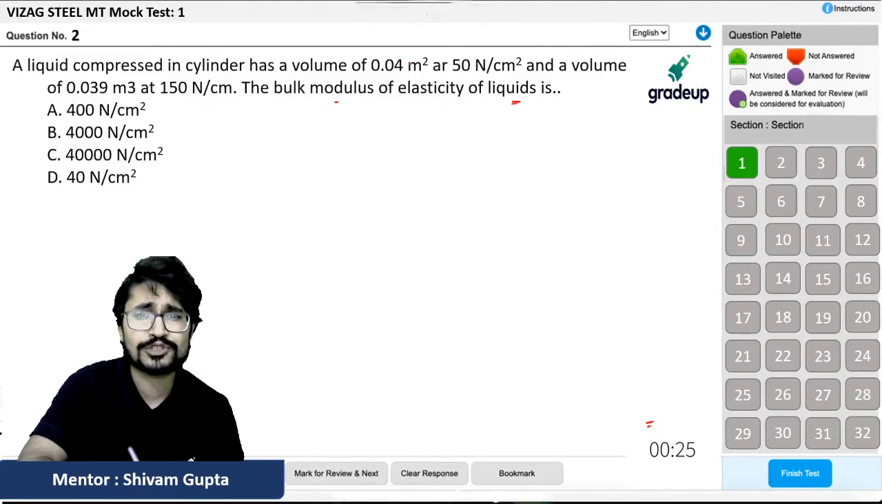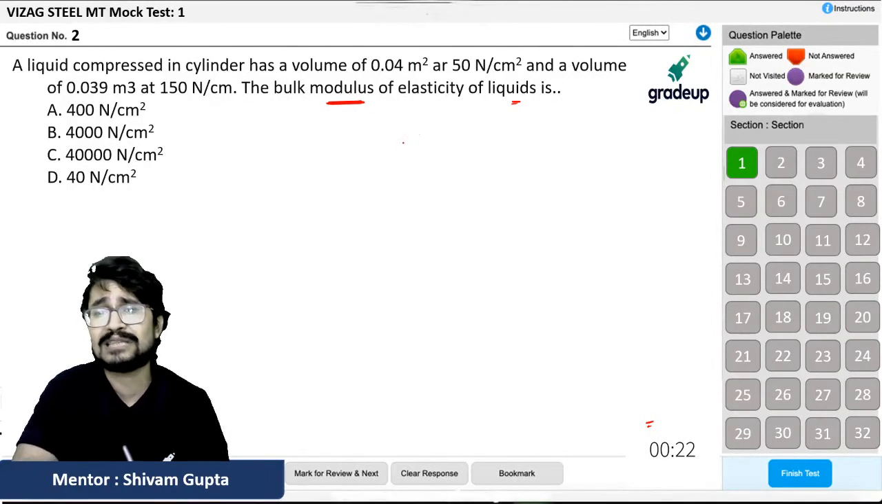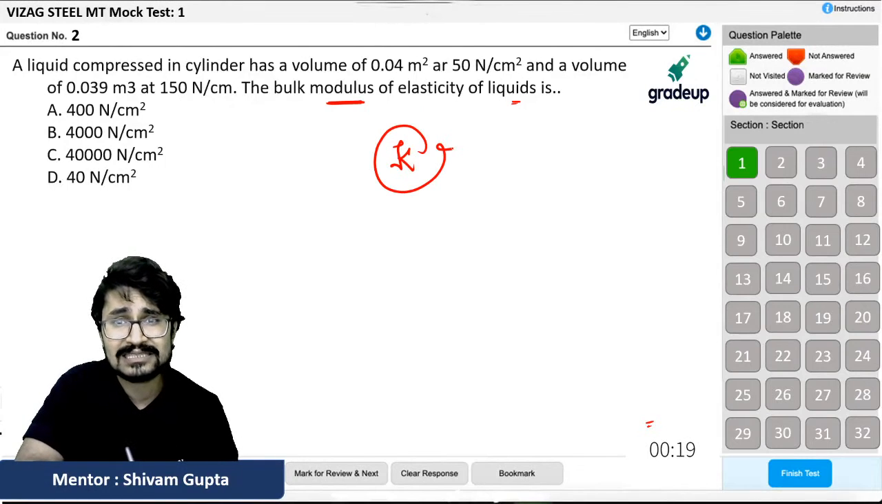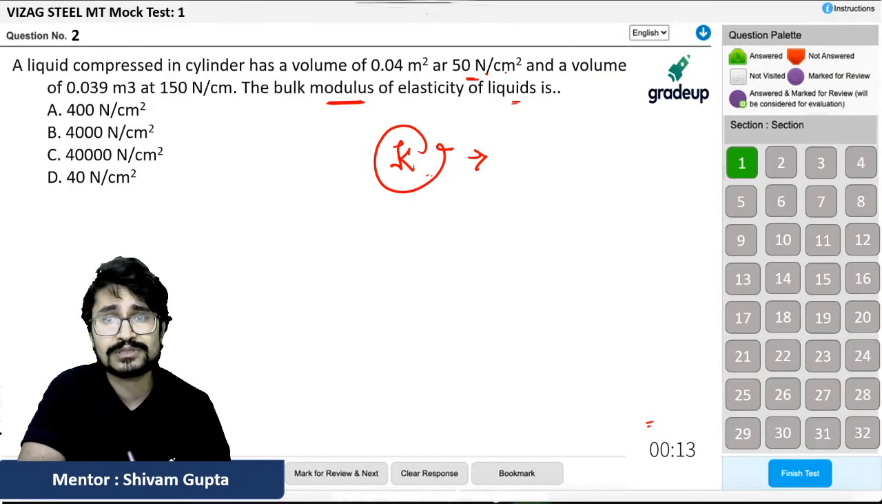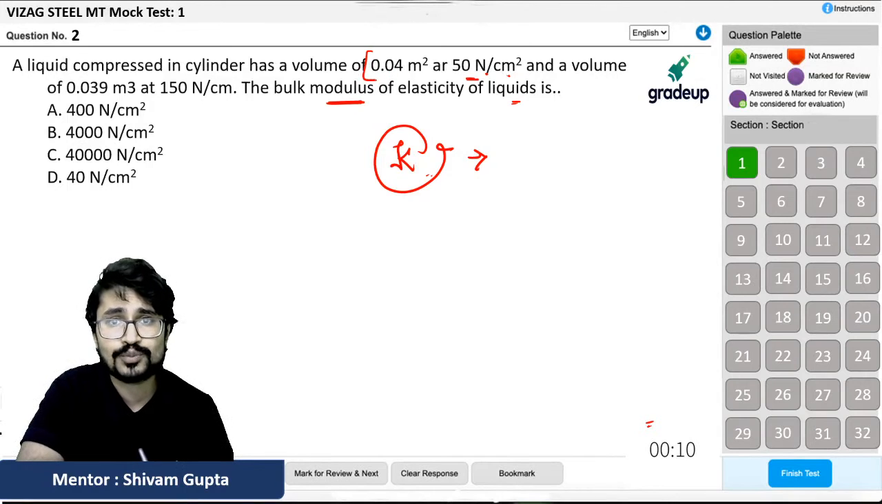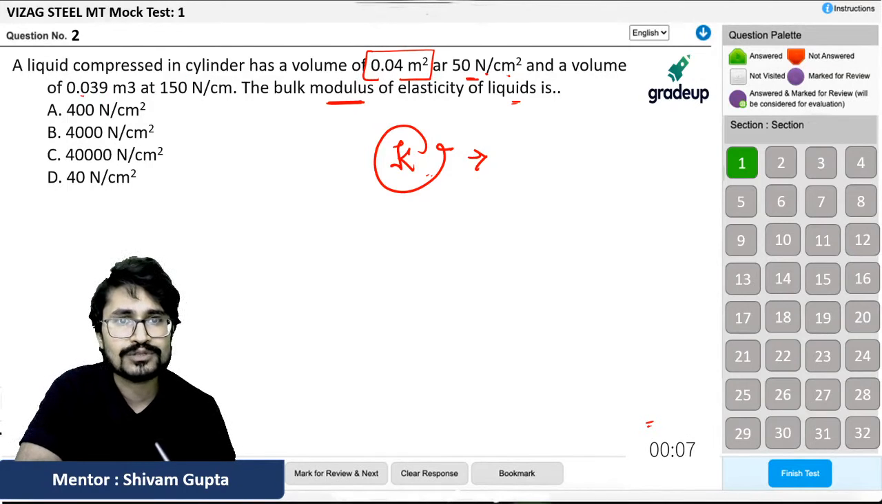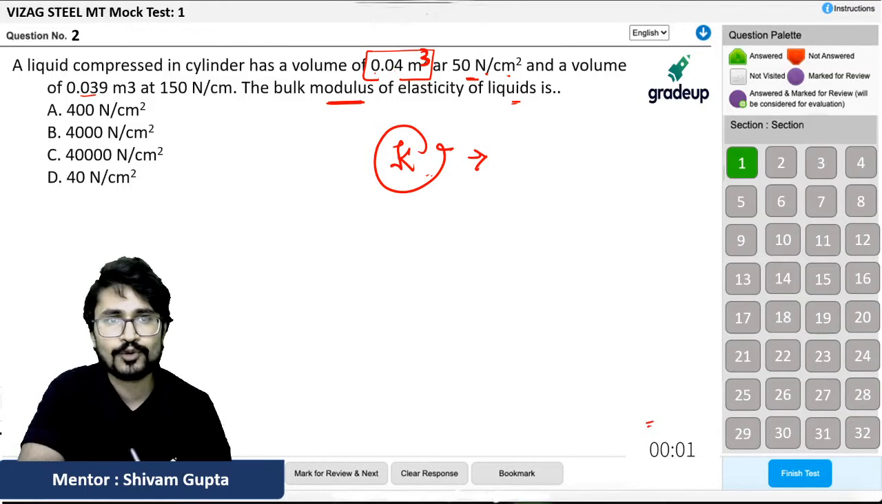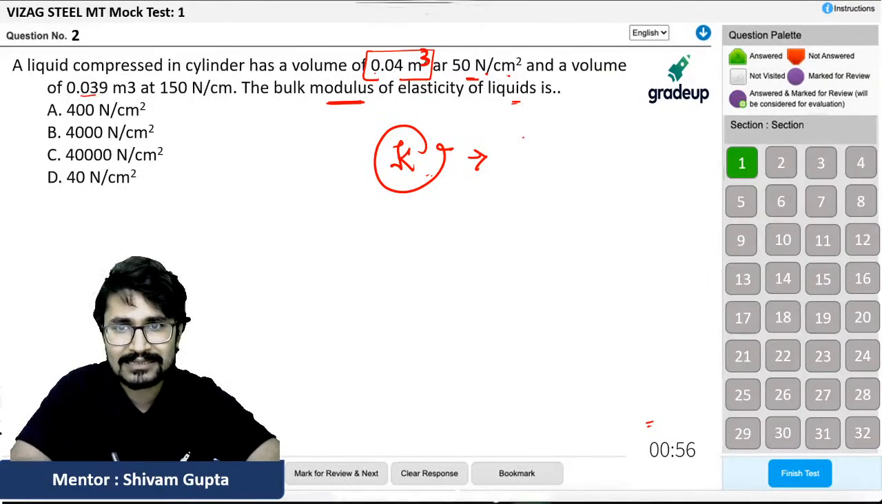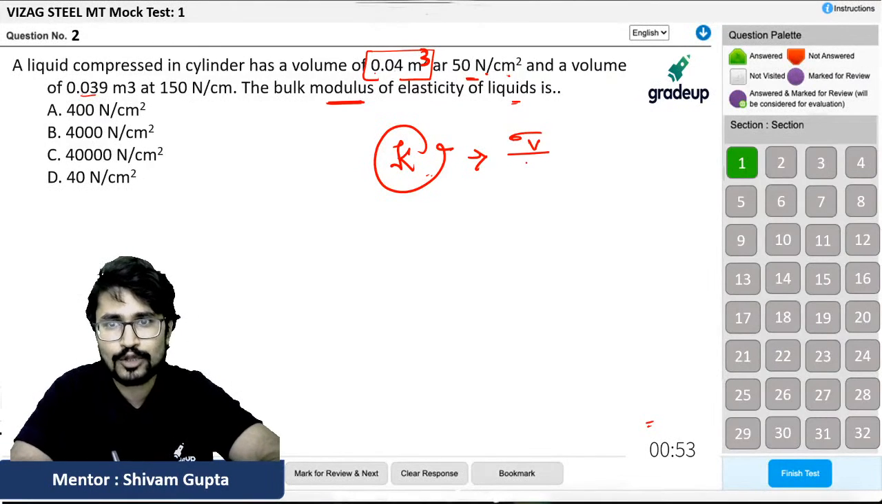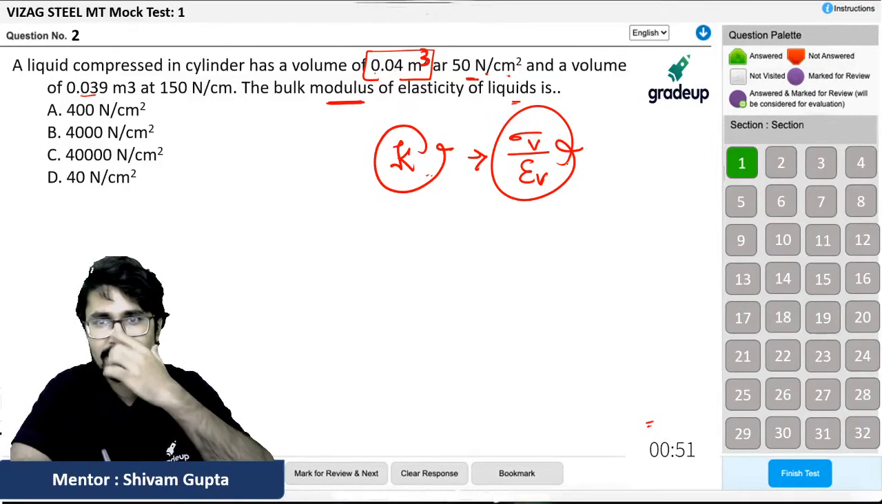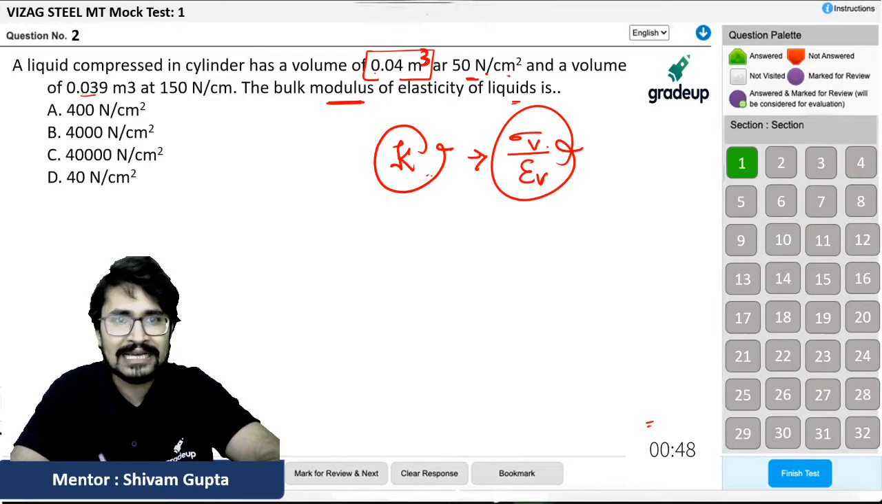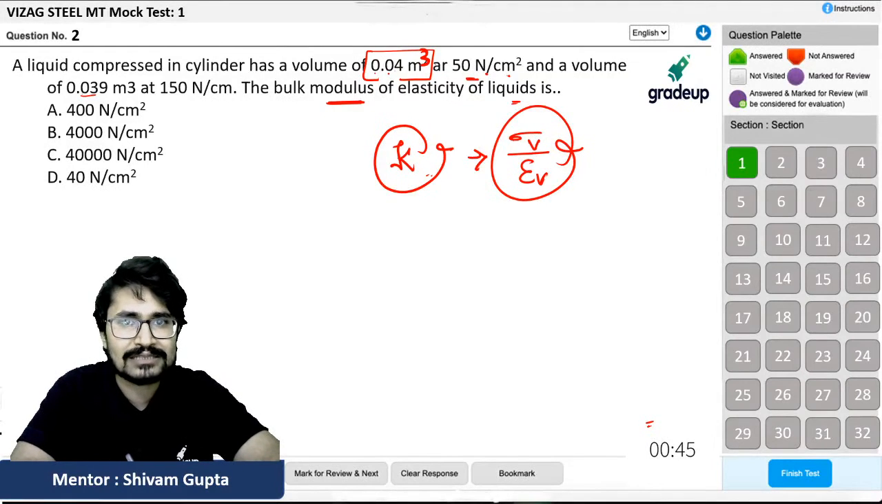If you want to solve this question, you should know what the bulk modulus of elasticity is. It is K. For K, you have 50 Newton per centimeter square, and you have 0.04 and 0.039, okay, it is not meter square, it is meter cube. You know that it is volumetric stress divided by volumetric strain, and for that you will get volumetric stress upon volumetric strain.